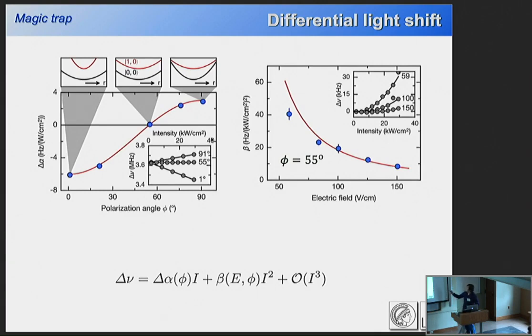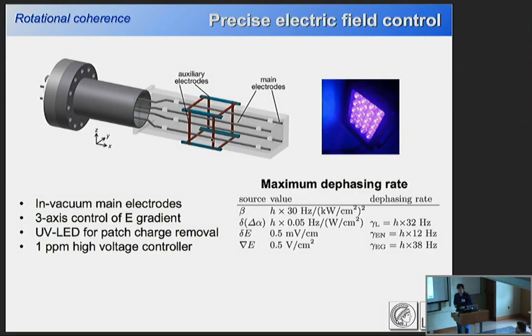So you can apply a higher electric field to reduce the second order dependence. We call it hyperpolarizability, to almost 0. In principle, if you get a high enough electric field and precise enough light polarization control, you can completely remove this differential light shift. Then your coherence time will be limited by the electric field inhomogeneity.